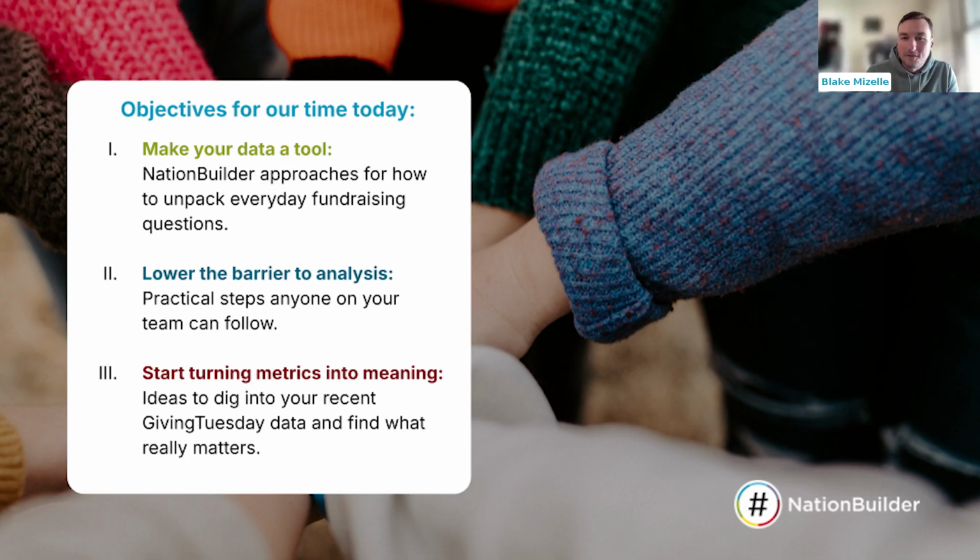We're going to lower the barrier to analysis. So I'm going to give you some practical steps that folks on your team can take and use, sort of bite-sized information that anyone can follow along with. And then, yeah, we're going to start turning those metrics into meaning. So talk about some of the frequent metrics around fundraising and end of year fundraising, Giving Tuesday data, and try to sift out what really matters in that.